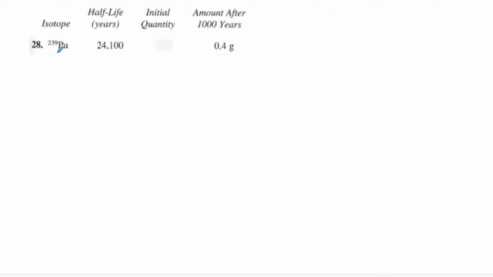Okay, here's the half-life. So this is plutonium-239. This is enriched uranium, which becomes then plutonium. Half-life 24,100 years. They use this in atomic bombs. Initial quantity, we don't know. Amount after 1,000 years. So what do we know? We know that P of T equals some amount of plutonium initially times 1/2 to the T over 24,100, right? Okay, we have a data point.